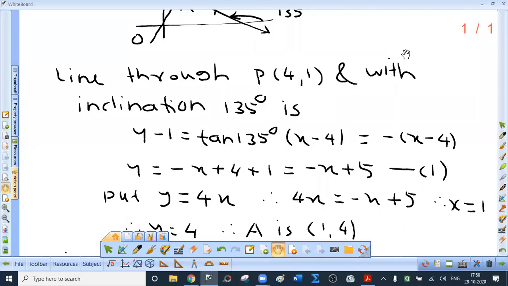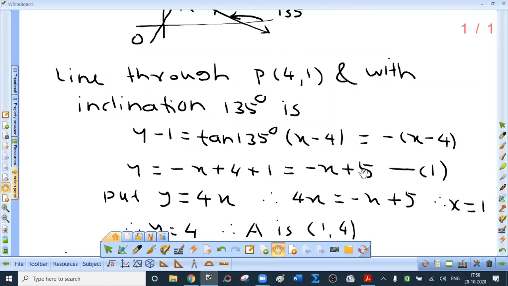So the line through P (4, 1) with inclination 135 degrees is y minus 1 equal to slope, which is tangent of inclination, tan 135 degrees, into (x minus 4). It is better that we write this separately: tan 135 degrees is tan of (180 minus 45) degrees, so minus tan 45 degrees. That is why it is minus 1 into (x minus 4). So it is y equal to minus x plus 5.